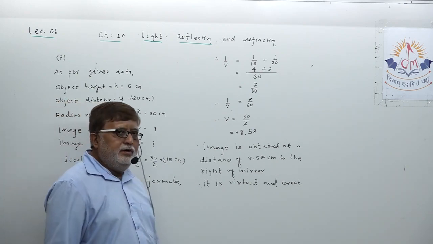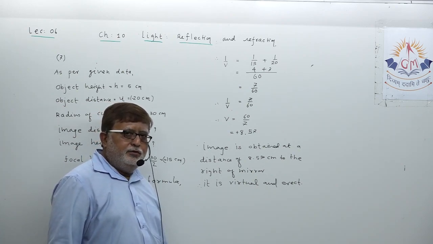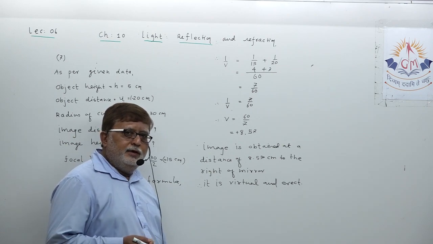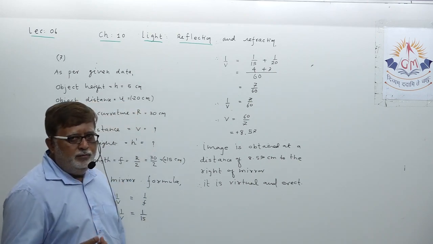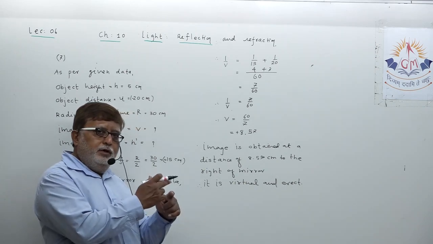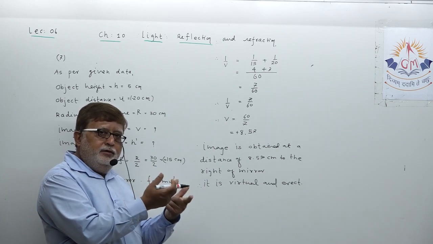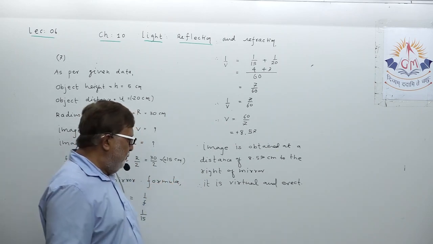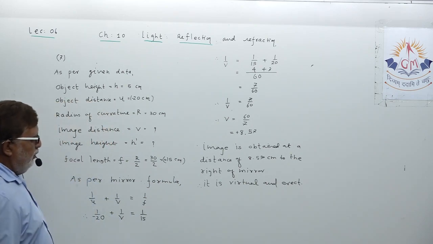Dear student, one other word which I haven't utilized in my last lecture. When you are saying that image is obtained to the left, you can say in front of mirror. Okay, front or left are similar meaning conveying words here in case of mirror. When you say image is obtained on the right side, you can say behind the mirror. Both are equal, okay? So image is virtual and erect. So this is about this.